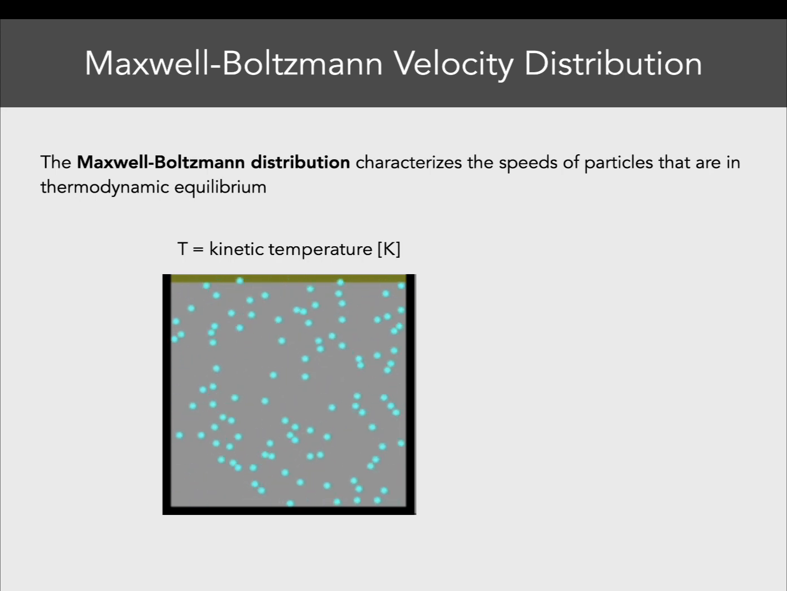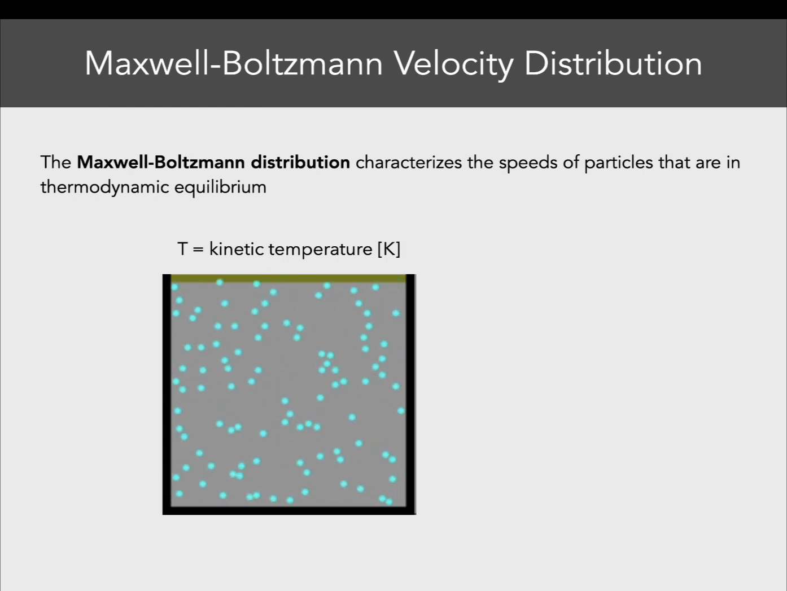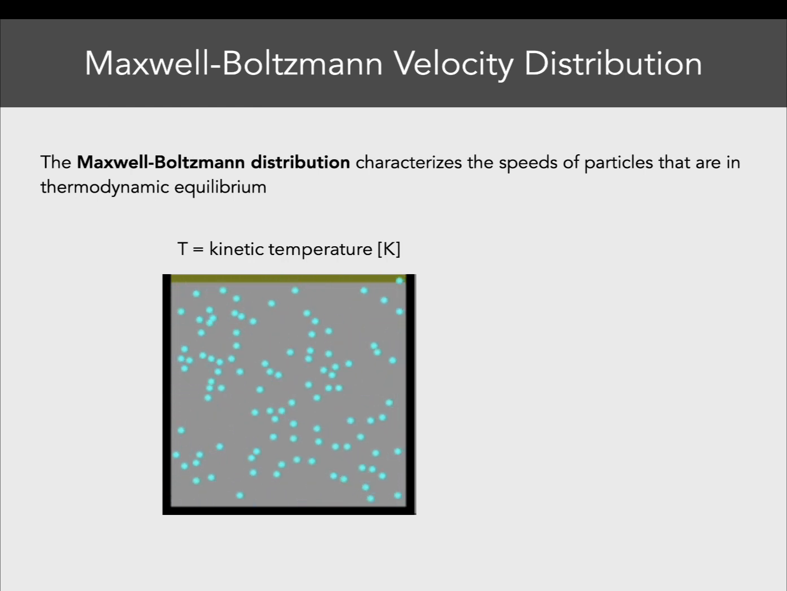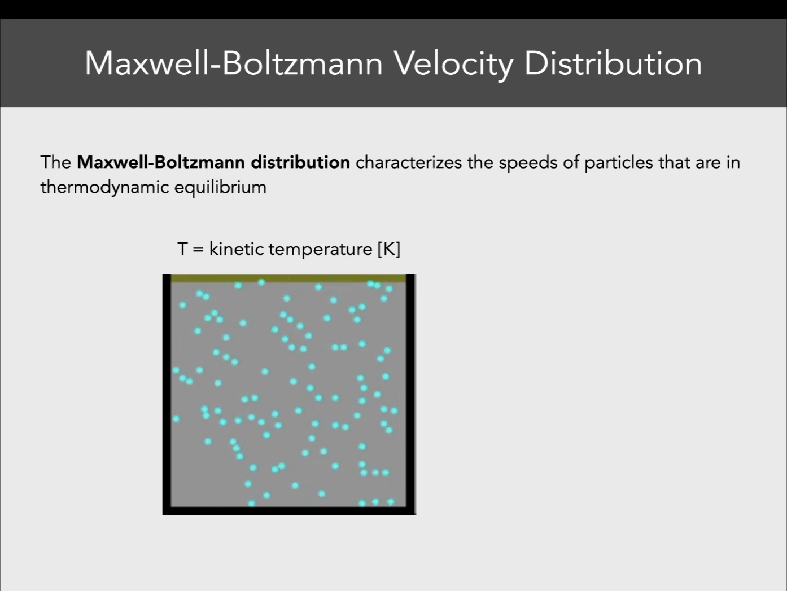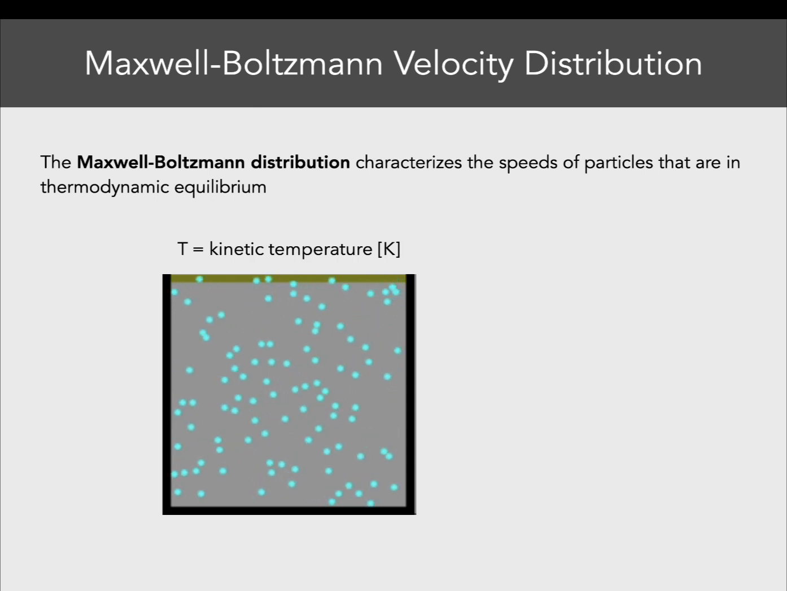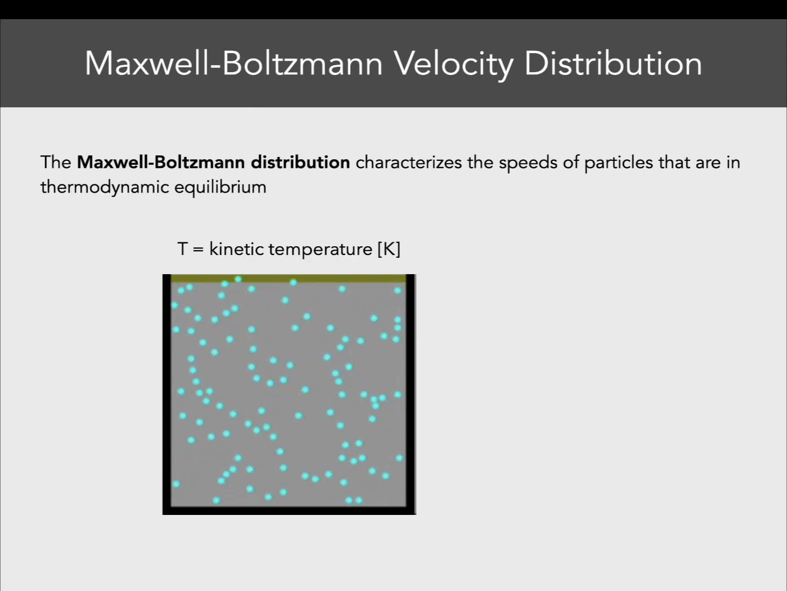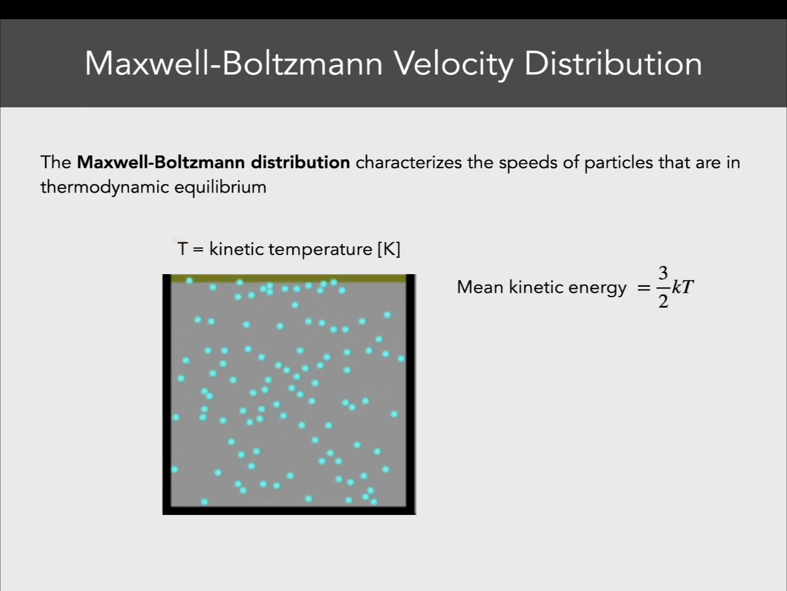So here's a simulation of a bunch of particles bouncing around in a box. When they interact with each other, they collide and exchange kinetic energy and momentum. As this system evolves, it settles into a state of thermodynamic equilibrium characterized by temperature T.